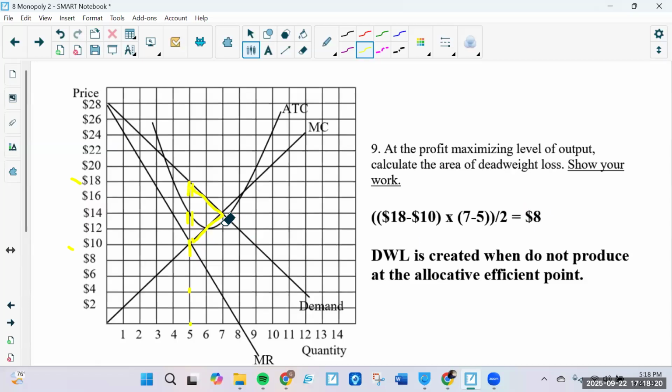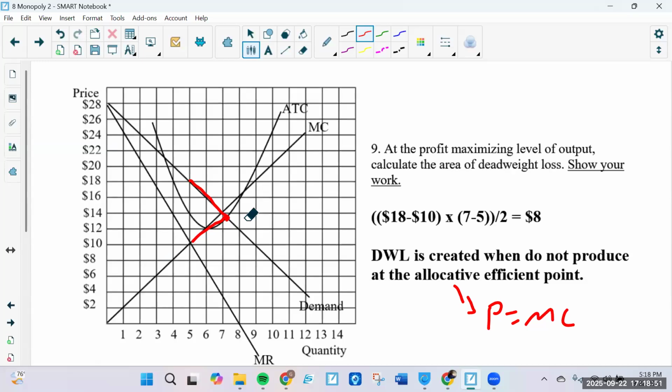Okay. Now, deadweight loss, let me clarify this here. Deadweight loss occurs anytime you're not producing at the allocatively efficient point. Well, where's the allocatively efficient point? By definition, right here, this is where price is equal to marginal cost. So the allocatively efficient point is right there, right? And that's why the deadweight loss is this.